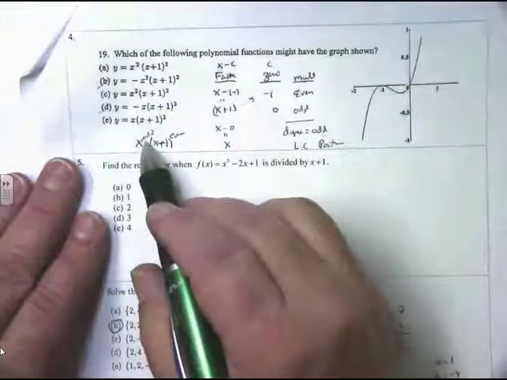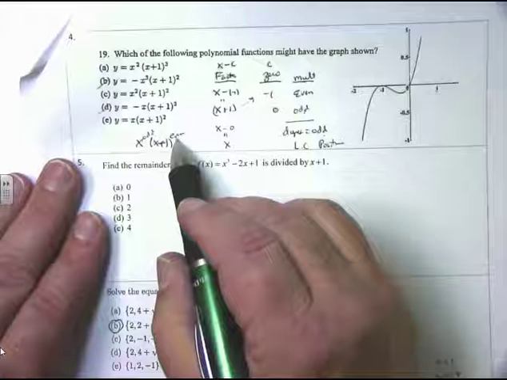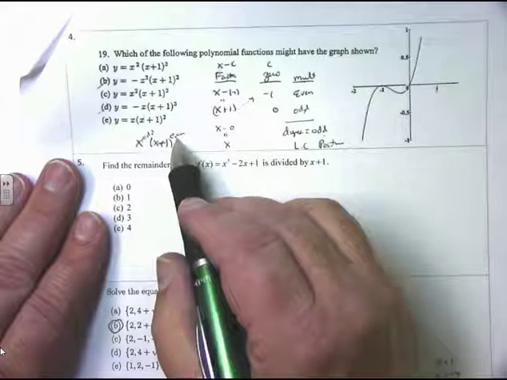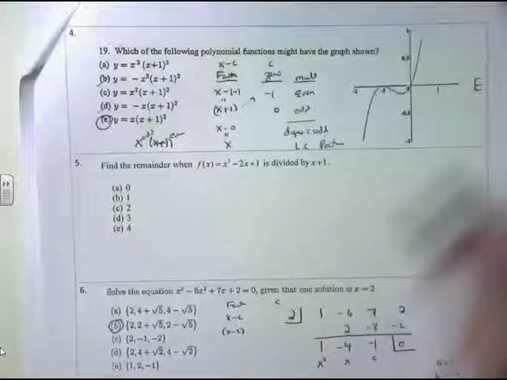x has got to be an odd power, and x plus 1 has to have an even power for the multiplicity, and the only one that does that is E. So the answer is E.